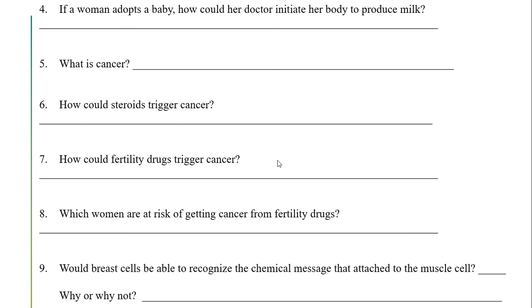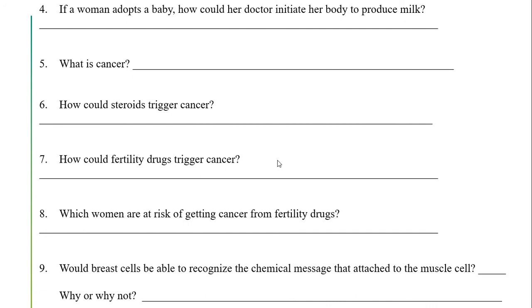If a woman adopts a baby, how could her doctor initiate her body to produce milk? So go back to the front and see if you can find a hormone whose job is to send a message to make milk. Then number 5 asks, what is cancer? Again, it's in the reading. And we talked about it a little bit.